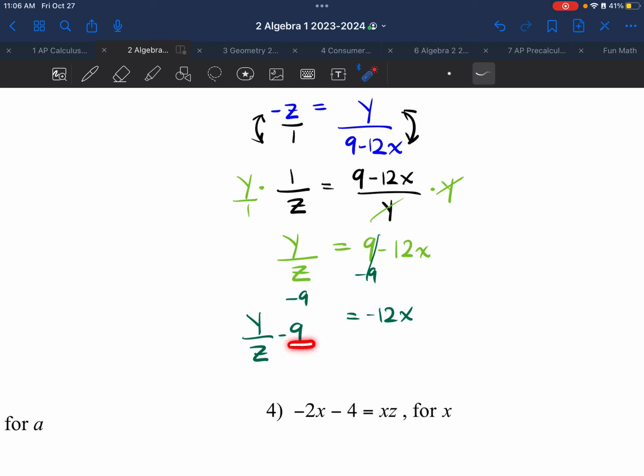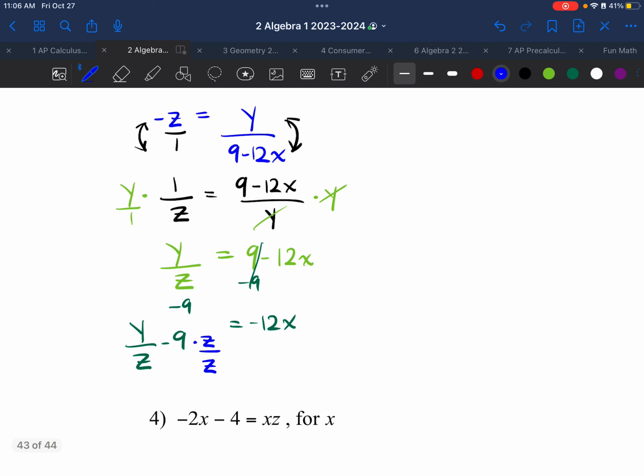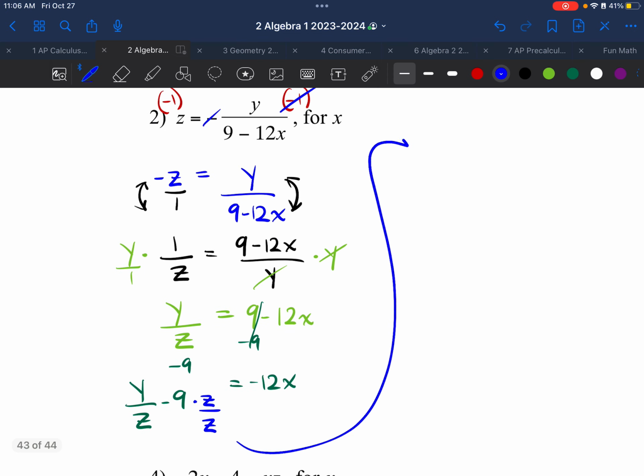So this is a fraction 9 over 1, and this is a fraction something over z. To get common denominators, what we need to do is multiply this 9 by z over z. If I do that, that will turn into... I'm going to run out of room here, so I'm going to move up to the top right.